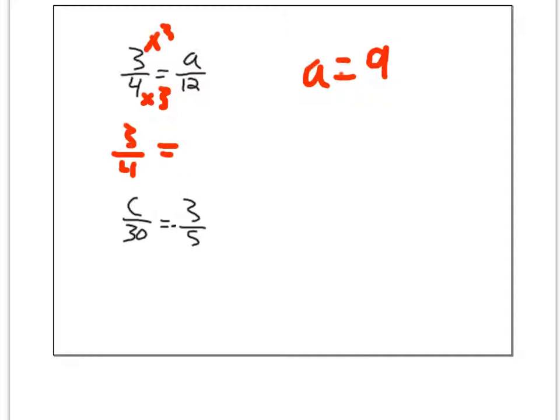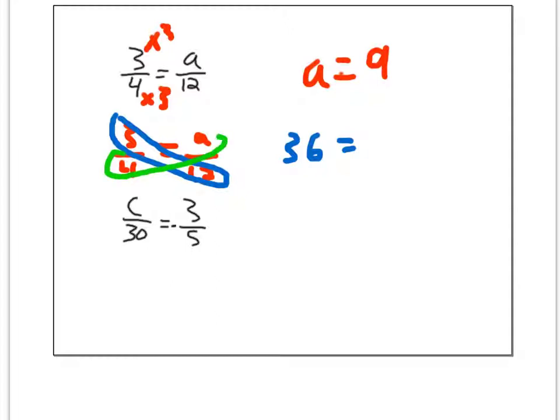Okay, and the other method that we can use is cross multiplying. So I can multiply together numbers that are across from each other. So 3 times 12, that's 36, equals. Then I can do 4 times a. Well, that's just 4a. Now I can solve this equation that I've written myself here.